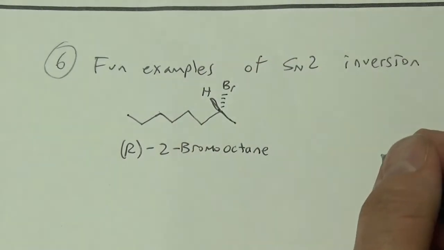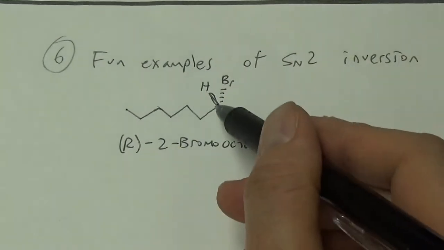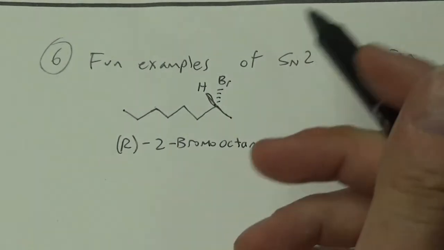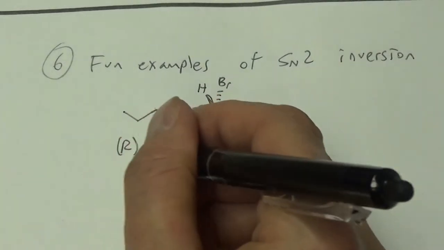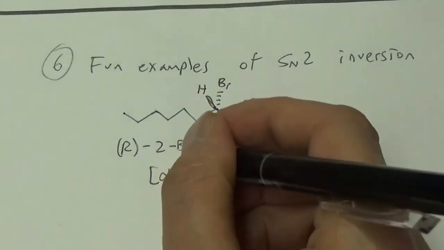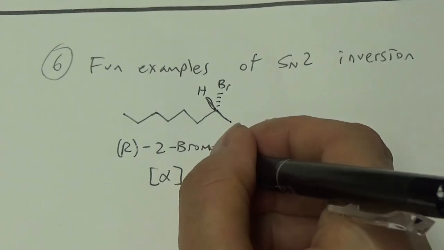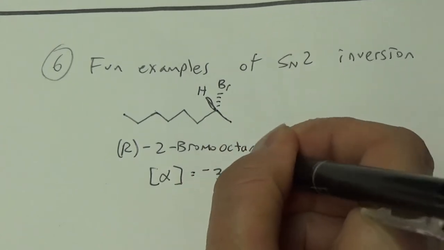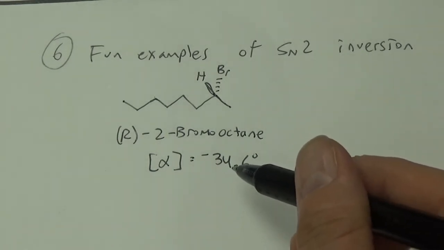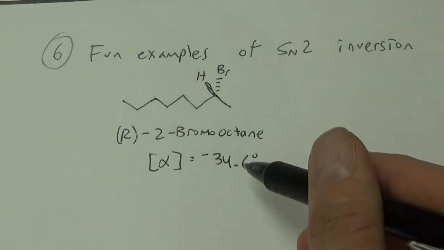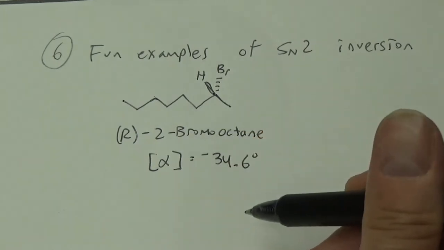R will have to be wedged. Double check that, thumb method. Right hand, R. H coming towards us, and yeah, R. And the optical rotation is negative 34.6 degrees. So is that D or L? Negative is to the left, and left is levo, L. So this is also L-2-bromo-octane.